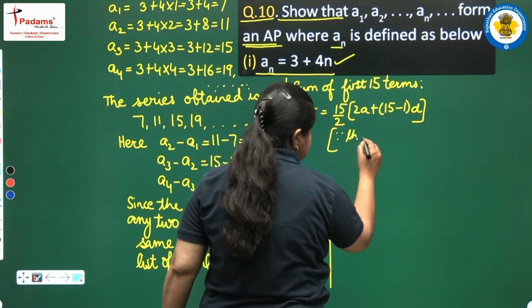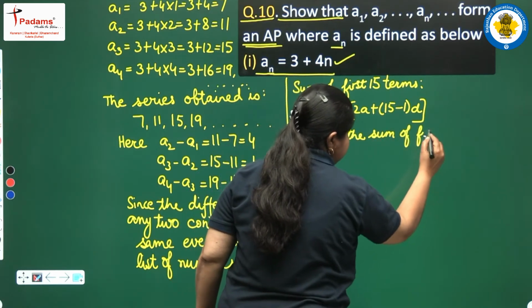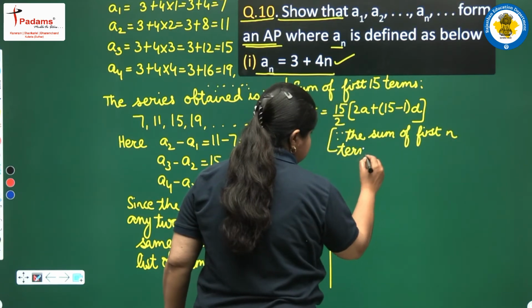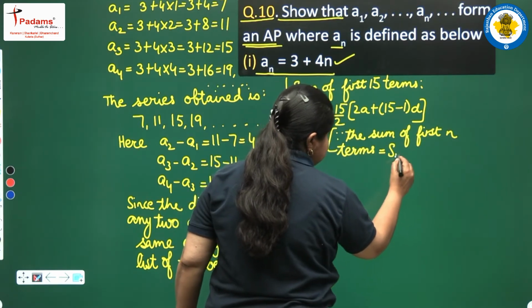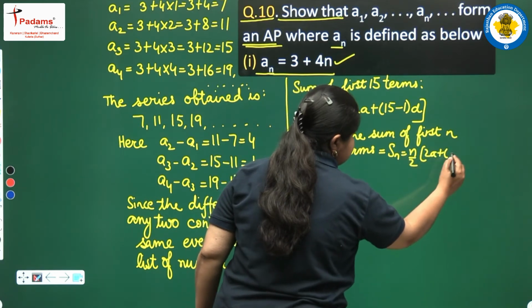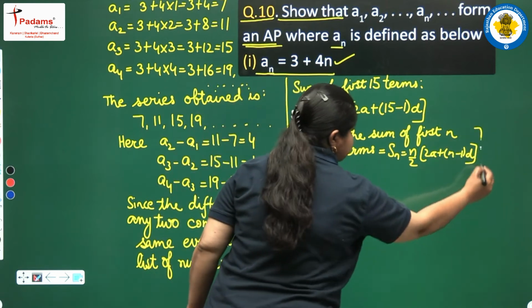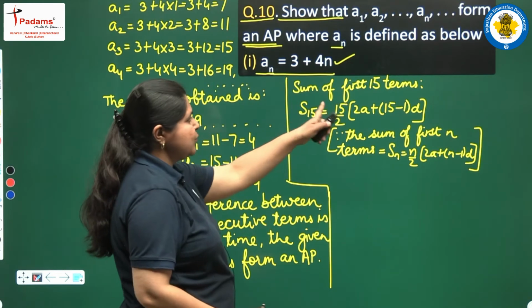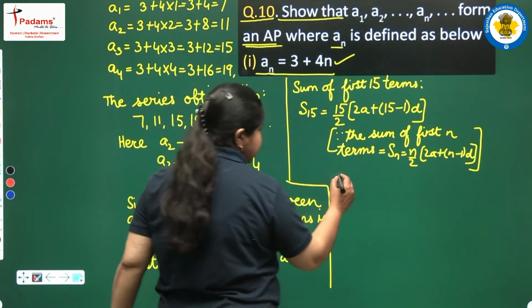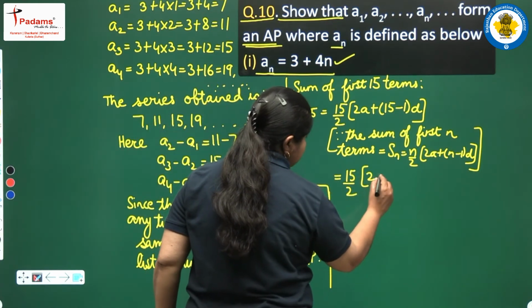Since the sum of first n terms is given by Sn equal to n by 2 into 2a plus n minus 1 into d. So, using this formula, we have found that S15 is equal to 15 by 2 into 2a plus 15 minus 1 into d, and this will be equal to 15 by 2 into 2 into a.